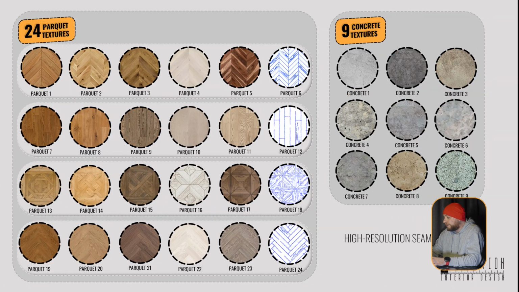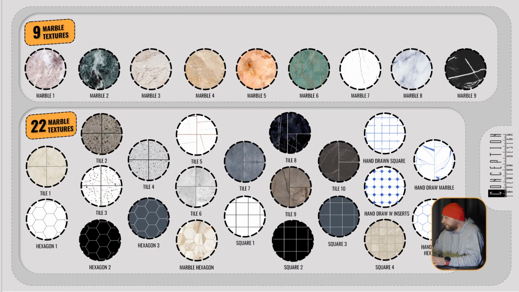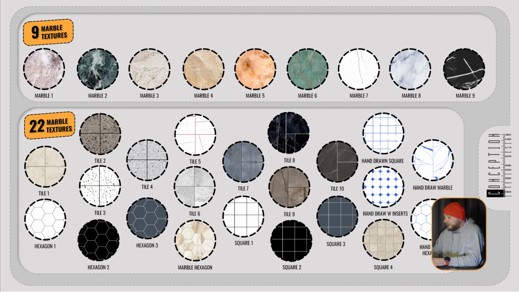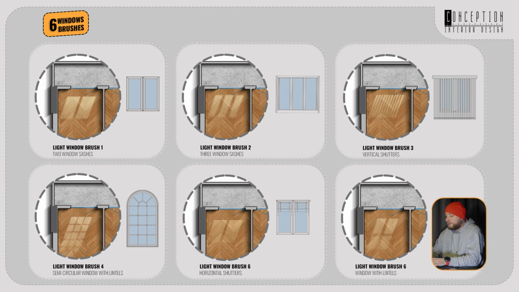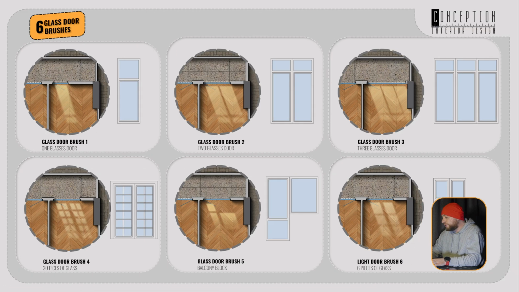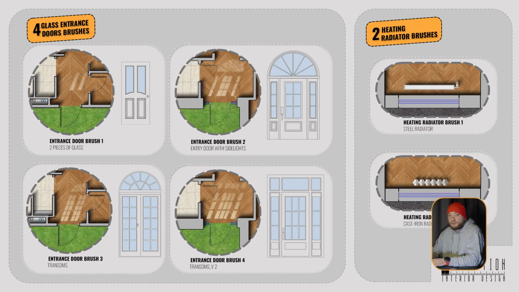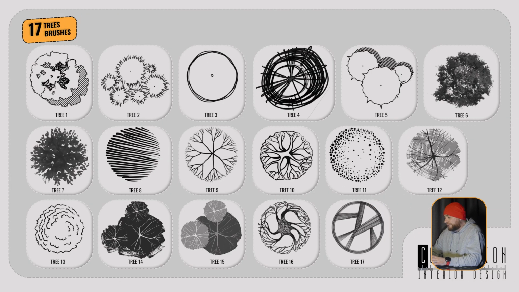Flooring textures: parquet, tiles, marble, etc. Textures for master plan design: earth, asphalt, water, grass, pavement, textures of concrete, brushes for light rays from windows or doors with different types of glazing, a couple of brushes of heating radiators, just in case, and of course brushes of trees for general plan design.